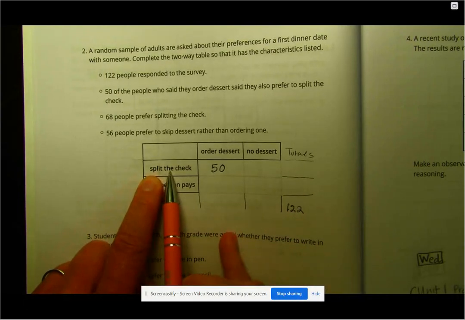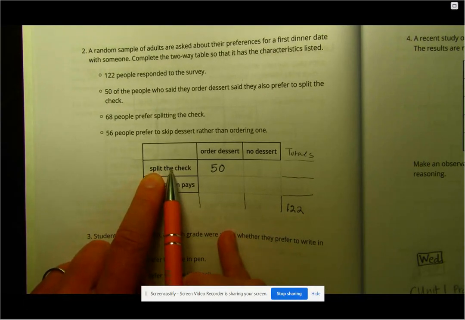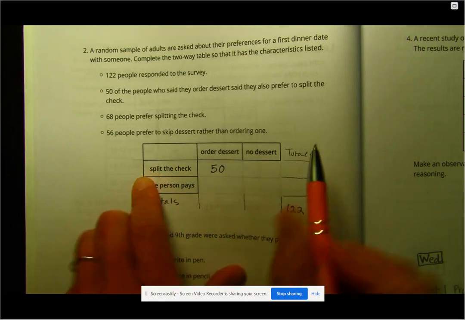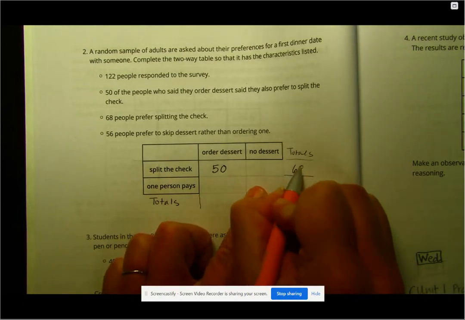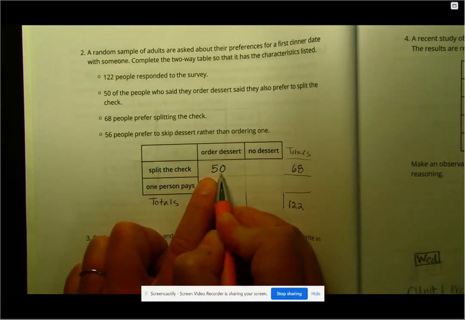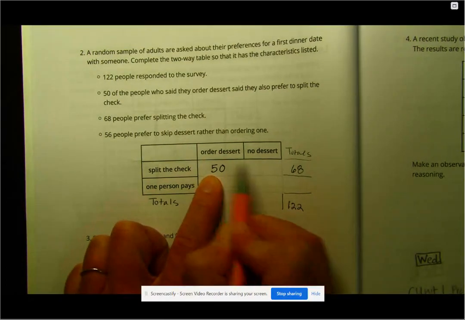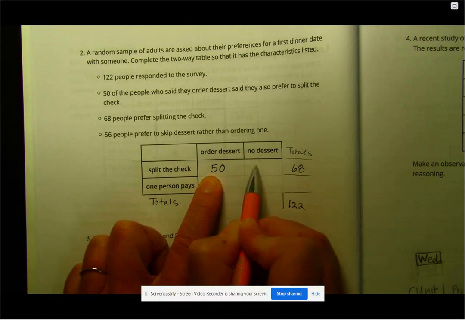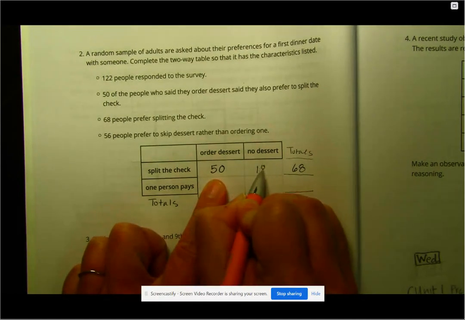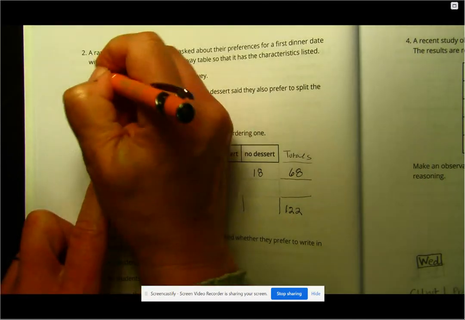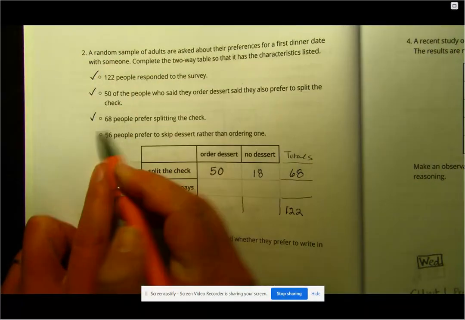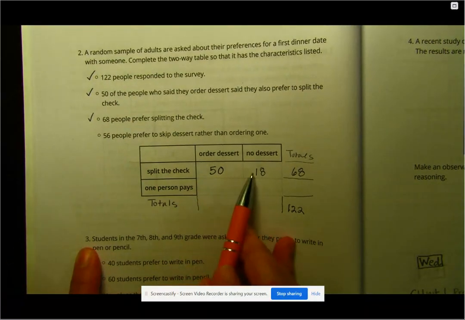So this is where it gets kind of puzzly, right? The number of people that like to split the check is 68. Well, we already know 50 of them like to order dessert. So that must mean, well, you just need to subtract, right? 68 minus 50, there's 18 left here. So I got this piece of information. I kind of got excited and did part of my puzzle already.